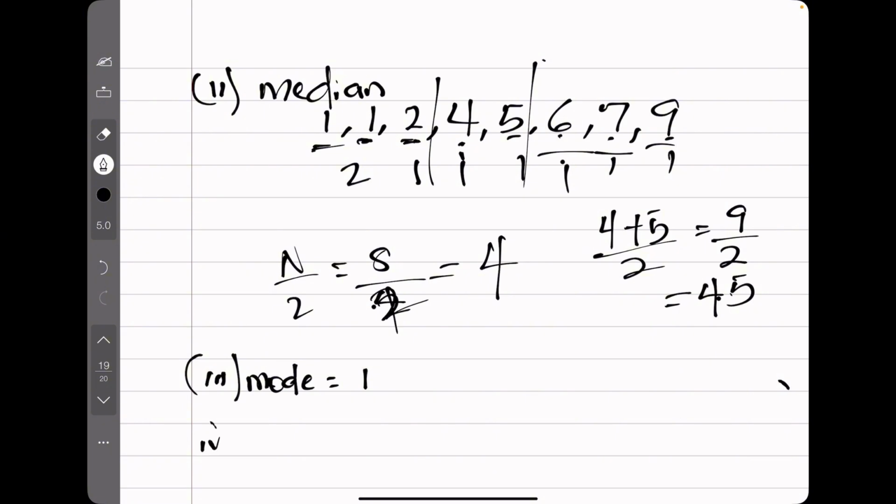And finally, on this example, calculating the range. The range of this set of values is the largest minus the smallest, as I have said earlier. That is 9 minus 1, which is equal to 8. That is how to get the basics of ungrouped data.